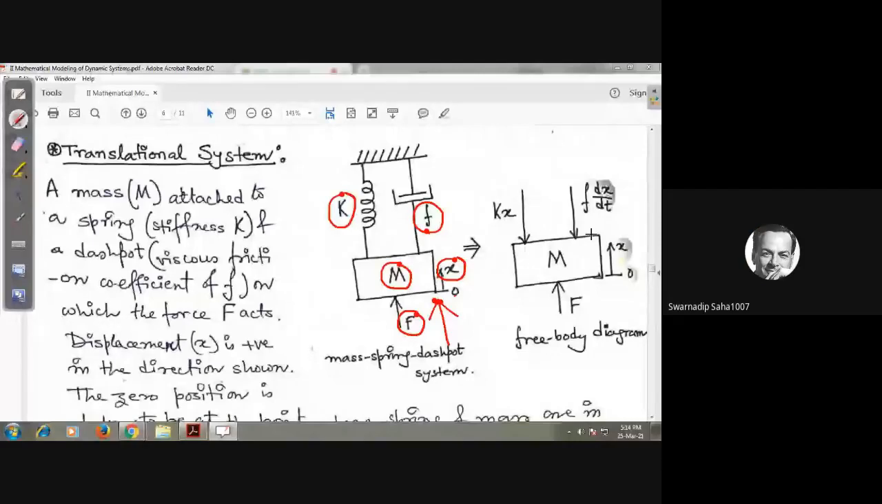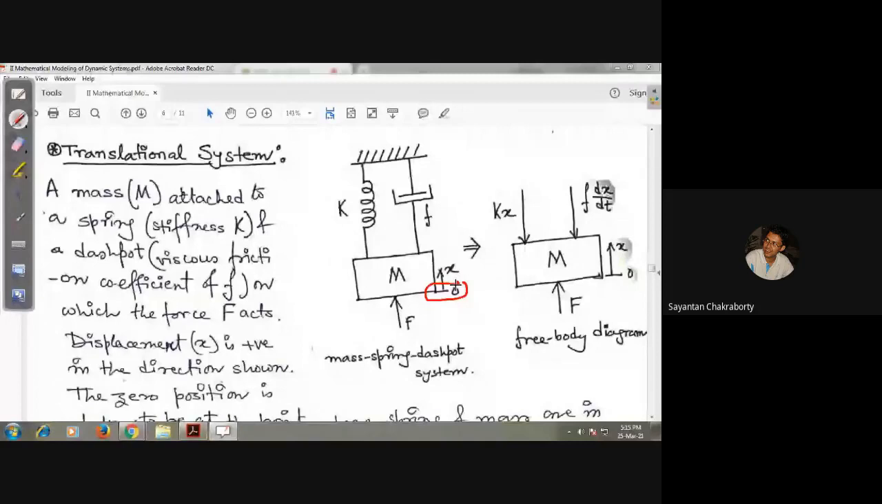Sir, wait. Right, the mg component. Yes, sir. Right, the mg component is not given. For that, there is a trick. If you follow that, the mg component will not be necessary. What is that trick? The zero position or the null position is considered at a point where the spring and mass are in static equilibrium. At that point, you consider that position to be the zero position.